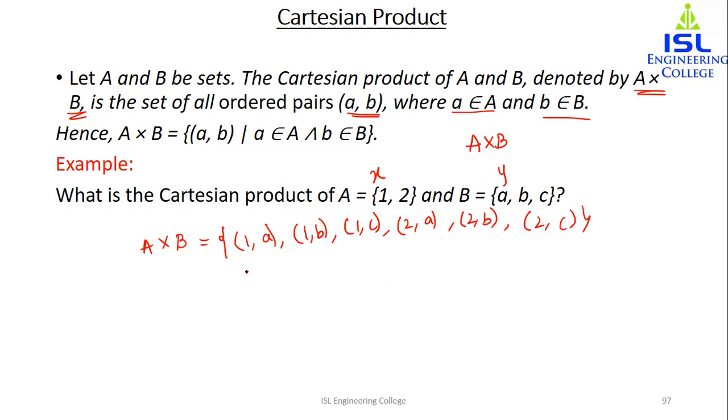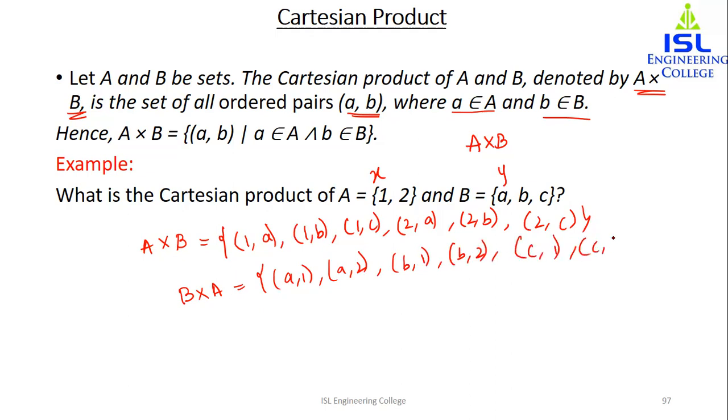Okay. Now, another question is, if we have A cross B, can we find out B cross A? Yes. For B cross A, you have to consider the elements of B first and the elements of A later. In this case, we will have a comma 1, a comma 2, and b comma 1, b comma 2, and the same with c. Now over here, a question is whether A cross B and B cross A are equal. No, the Cartesian products of both of them are not equal.